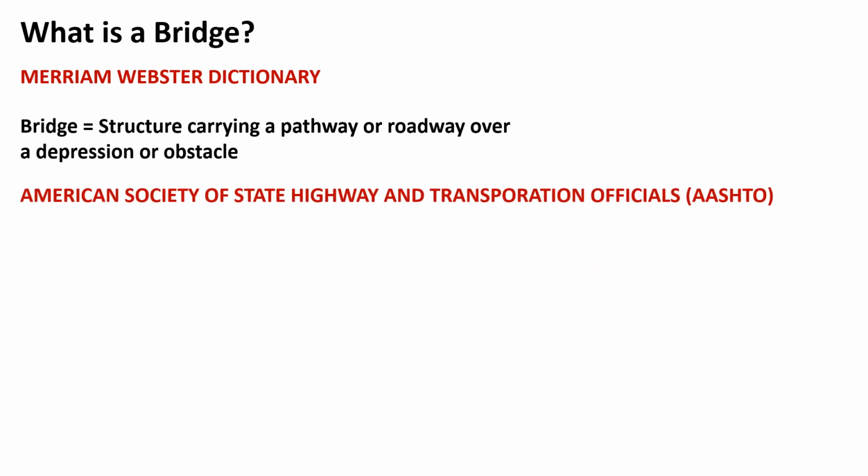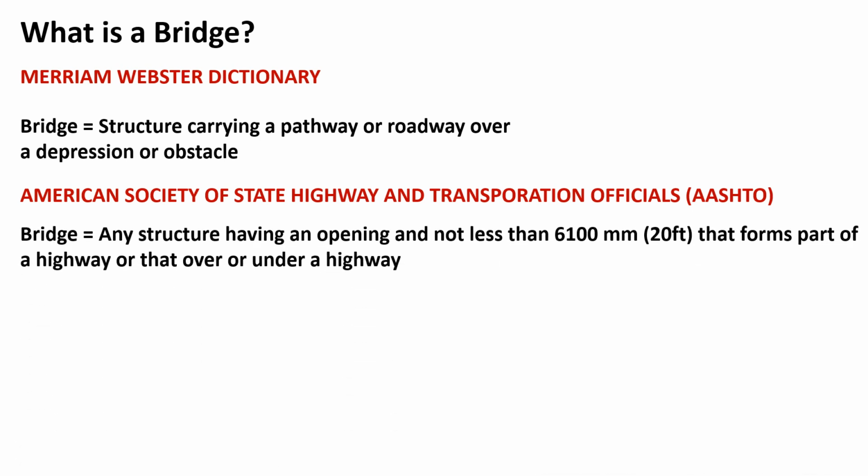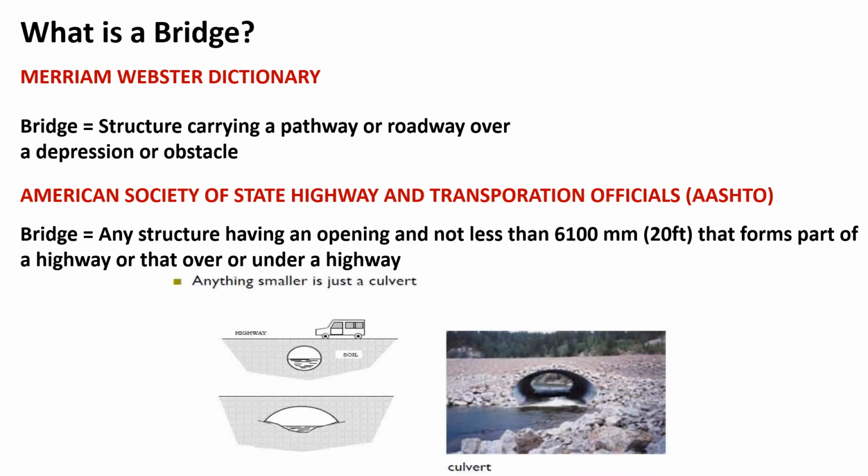According to the American Association of State Highway and Transportation Officials, or AASHTO, a bridge is any structure having an opening of not less than 6,100 millimeters or 20 feet that forms part of a highway or that is over or under a highway. And take note of this, anything that is smaller is just a culvert under the roadway.